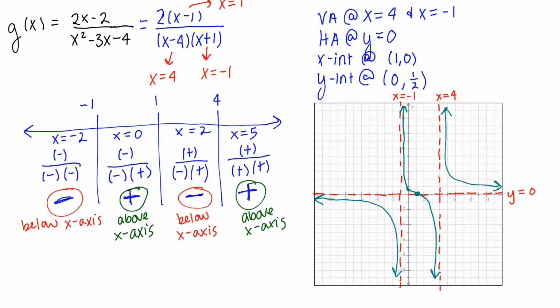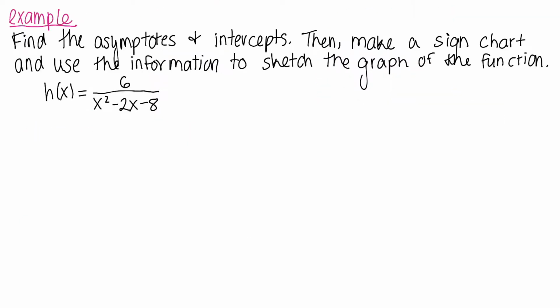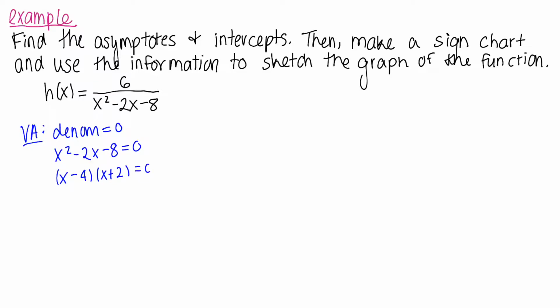So let's do another example. All right, same question. Here our function is h of x equals 6 over x squared minus 2x minus 8. We'll start with the vertical asymptotes and the horizontal asymptote. For vertical asymptotes, we're looking at where the denominator equals 0. So x squared minus 2x minus 8 equals 0. This factors into (x minus 4)(x plus 2) equals 0. So we get x equals 4 once again, and then x equals negative 2.